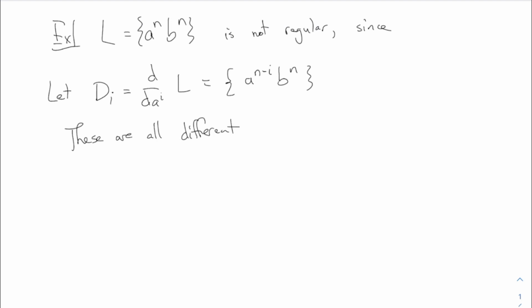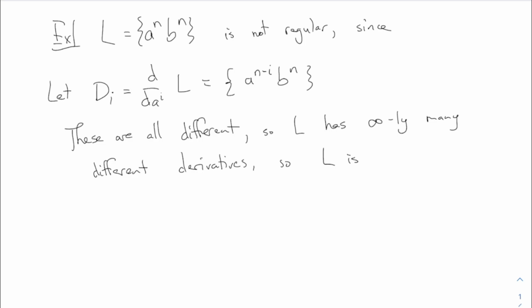And there's infinitely many of them because the i could be anything, all right? These are all different, so L has infinitely many different derivatives, which means it must be not a regular language. So L is not regular. That's that. All right.